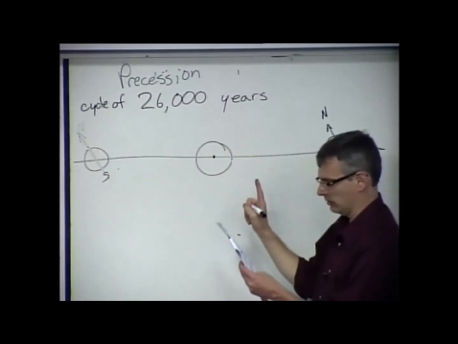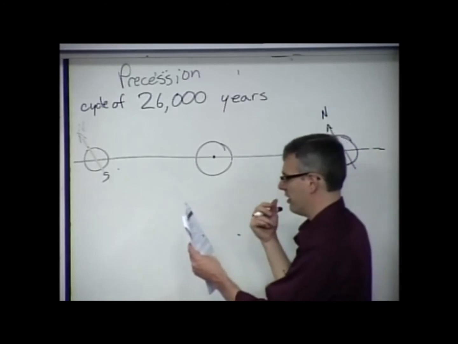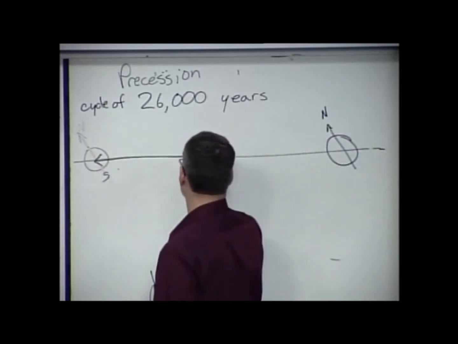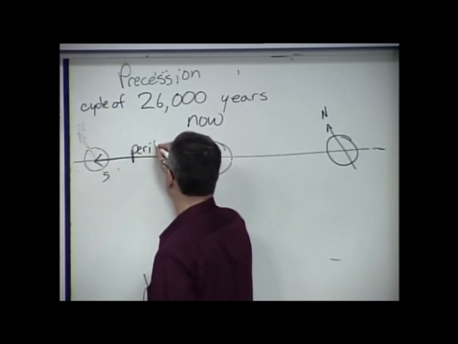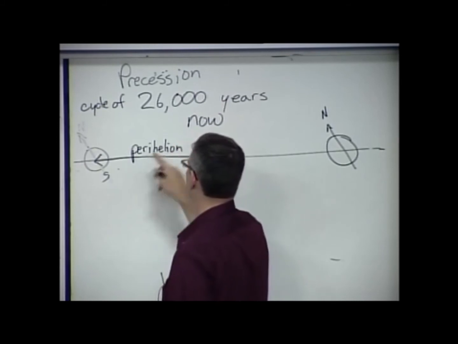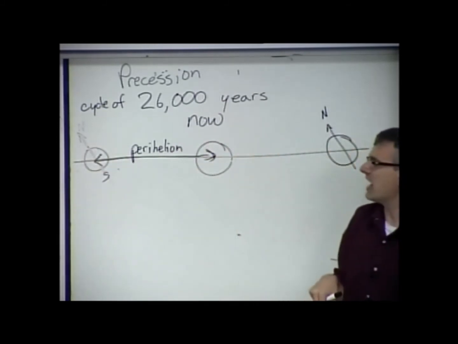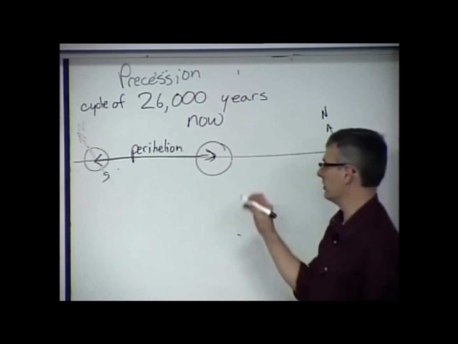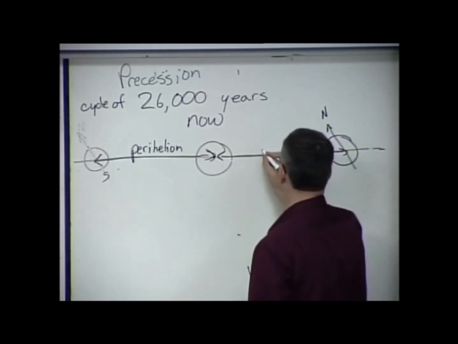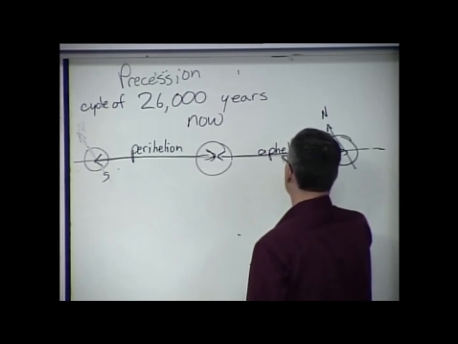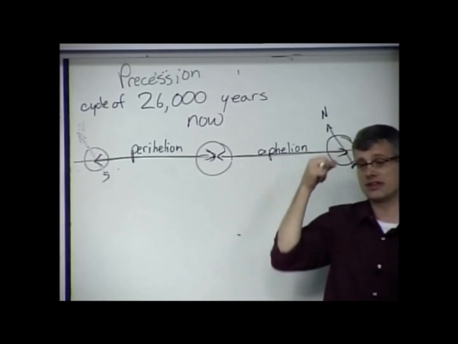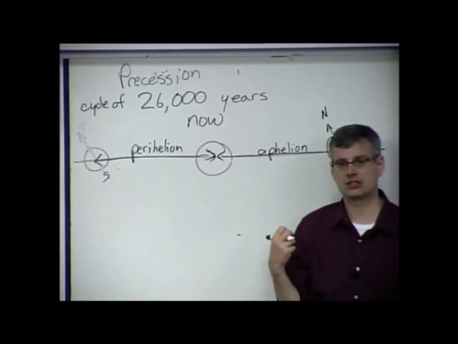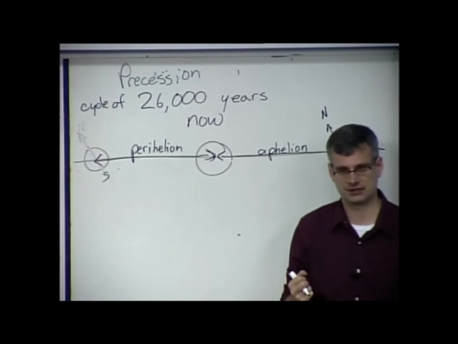So right now, perihelion coincides with a northern hemisphere winter. And aphelion corresponds with a southern hemisphere winter. So based on that, who do you think experiences the most extreme seasonal swings? The north or the south?